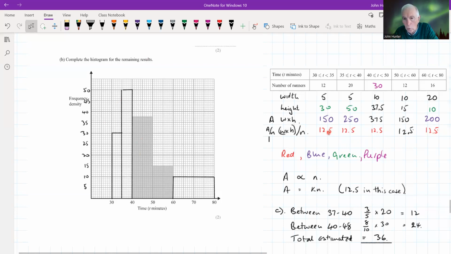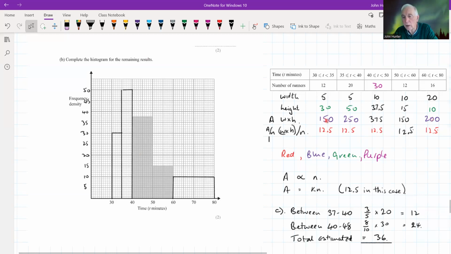Now in these cases, this one and this one, we've got the conversion ratio and the number, so we can work out the area. So let's do that. What we're doing is multiplying the constant of proportionality, the conversion ratio, by the number, and that's giving us the area. So we do that there and that there.